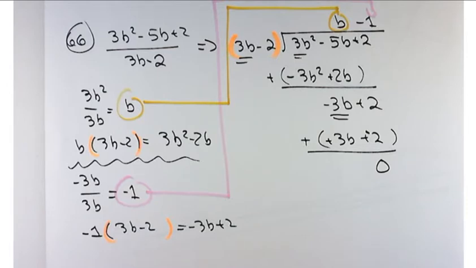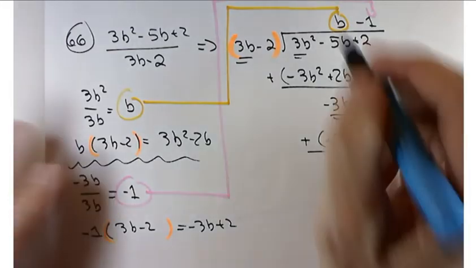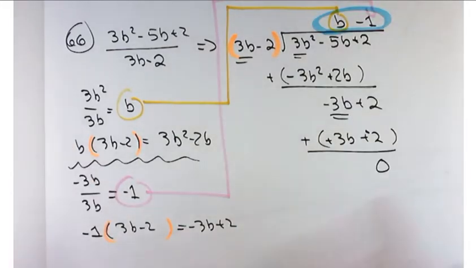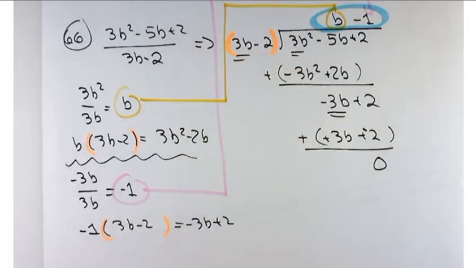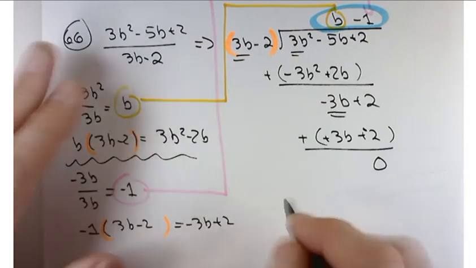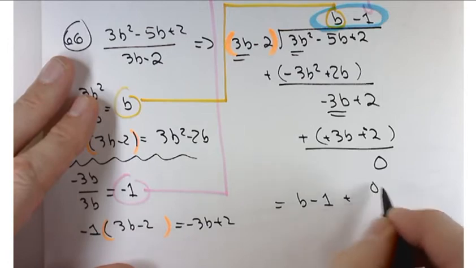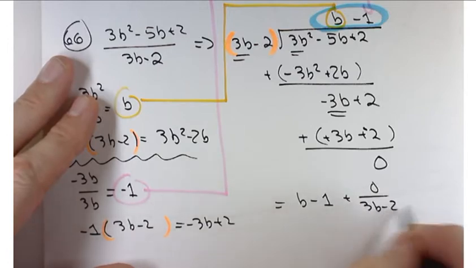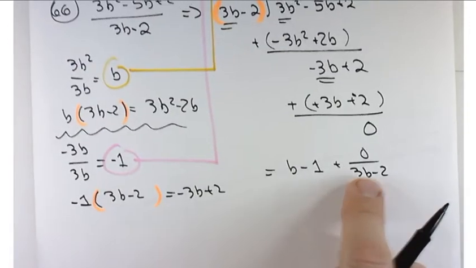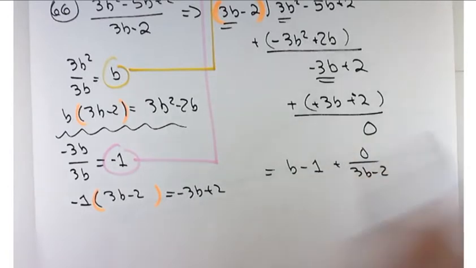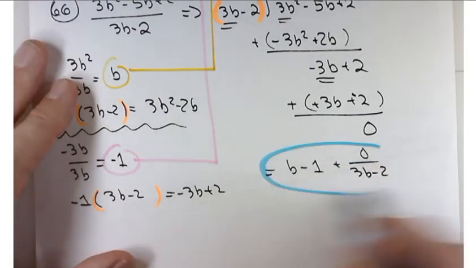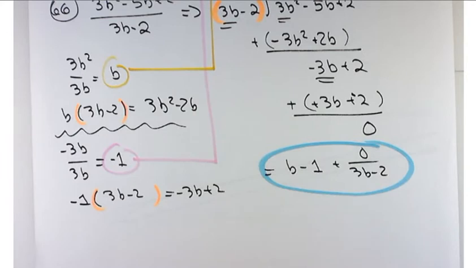Now, if you got something other than 0, what you could do for your answer would just be to put that over the divisor. So our answer in this problem is b minus 1 plus 0 over 3b minus 2. Now, in the case of a 0 remainder, you don't have to do this. That's fine. Just give me the b minus 1. But if that's something other than 0, then yeah, put it over the divisor.